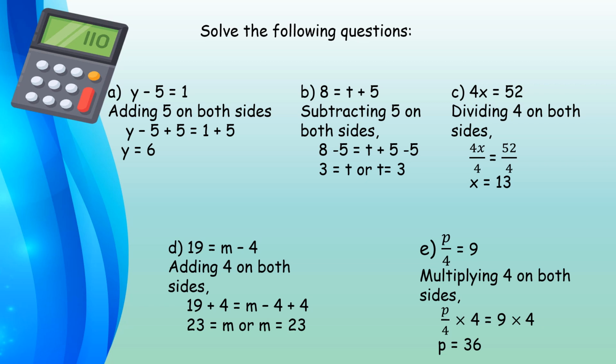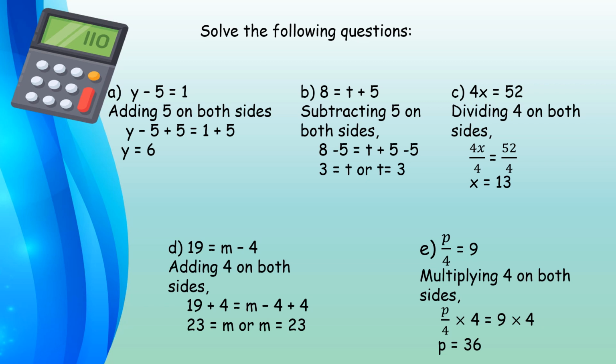That is 4x upon 4 equals 52 divided by 4. What is the answer? 4 and 4 will get cancelled. That is, 4 ones are 4. Then what is left? x equals 52 divided by 4. We get the answer as 13. So the value of x here is 13.